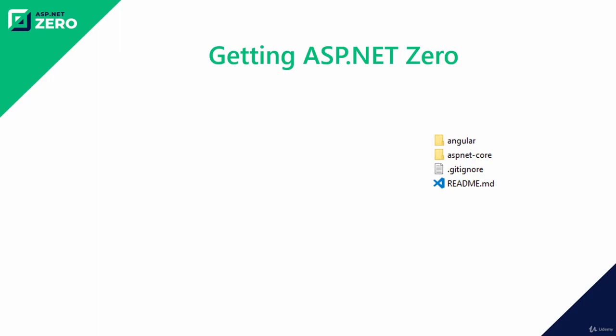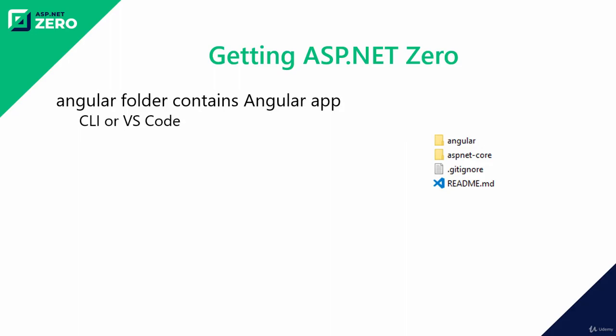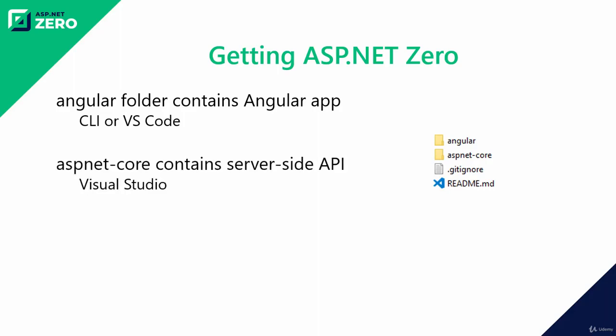Once downloaded, your solution will contain a couple of root folders as you can see in the screenshot on the right. Quite logically, in the Angular folder, you'll find the Angular application that you can use in combination with the Angular CLI or Visual Studio Code. I'll be using Visual Studio Code to work with the Angular application. Next, the AspNet Core folder contains the AspNet Core code. In the version of AspNet Zero that we have downloaded here, this will contain an API that is exposed towards the Angular app. We will in this tutorial use Visual Studio to work with this project. If you want, you can also use both as a single solution.